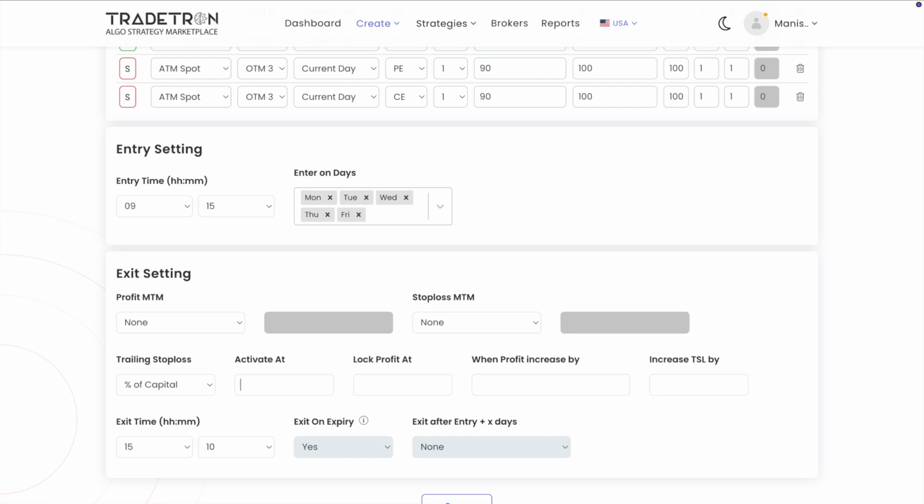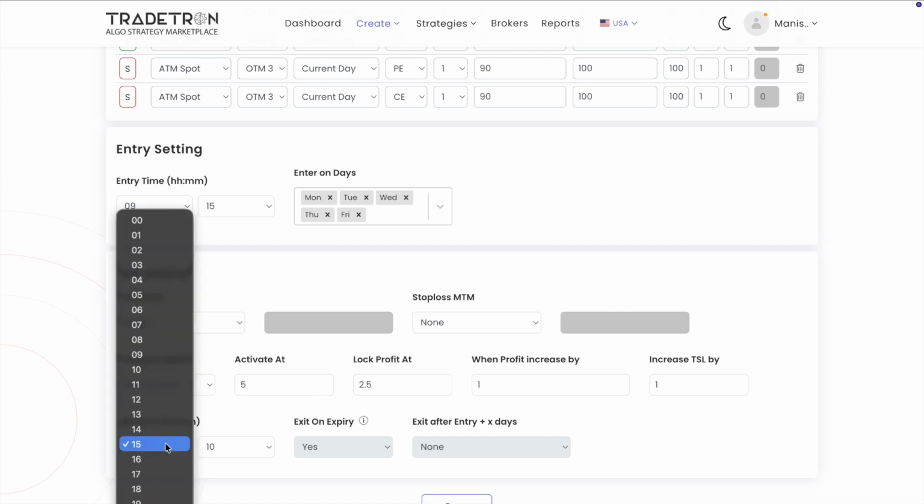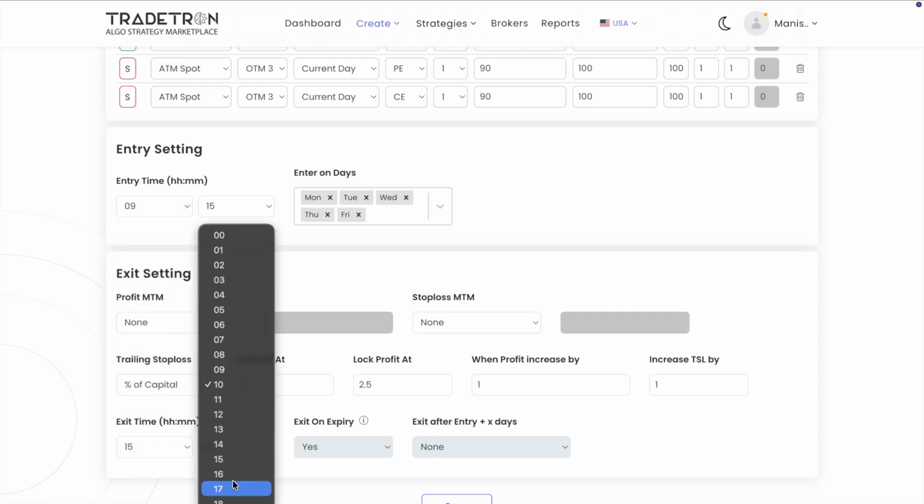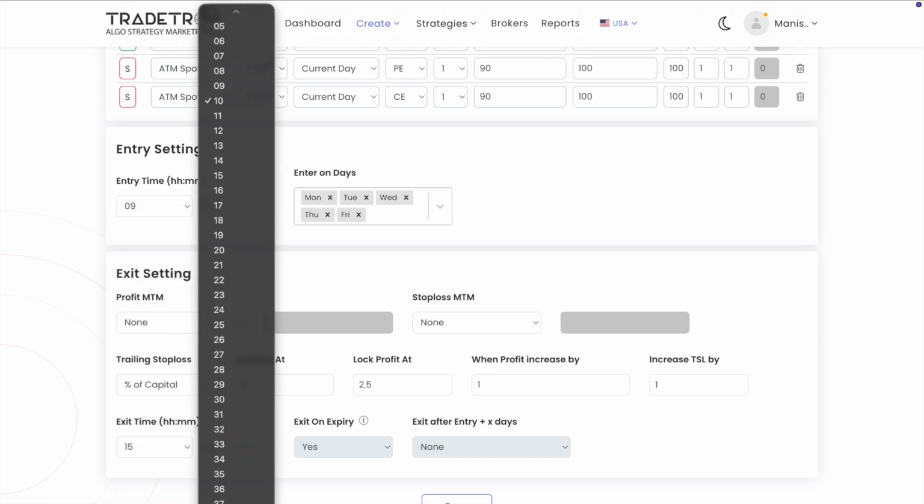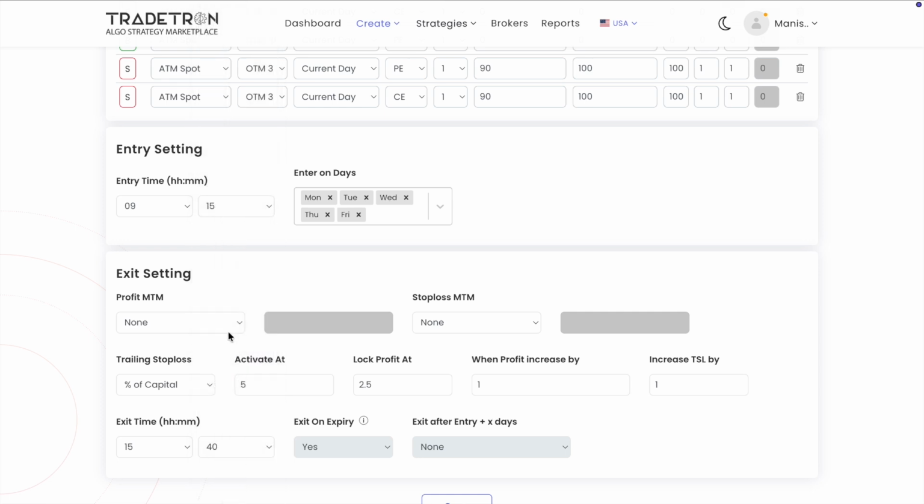For this demo, let's set Activate At equals 5%, Lock At equals 2.5%, Increase Profit equals 1%, Increase TSL equals 1%. Now set the exit time to 3:40 p.m. Set overall stop loss to $1,000 and overall target also to $1,000. And that's it. We've successfully built a complete hedge strangle strategy with leg-wise control. Now go ahead, save it, deploy it, and observe how it performs.